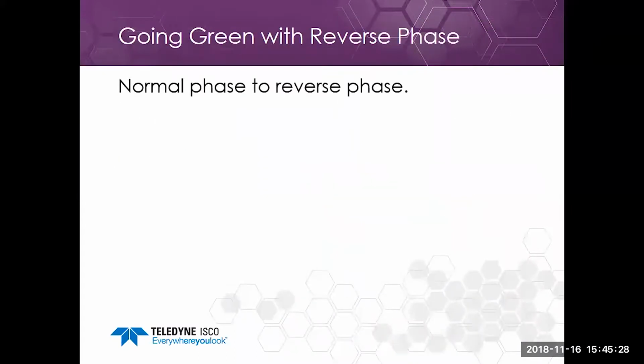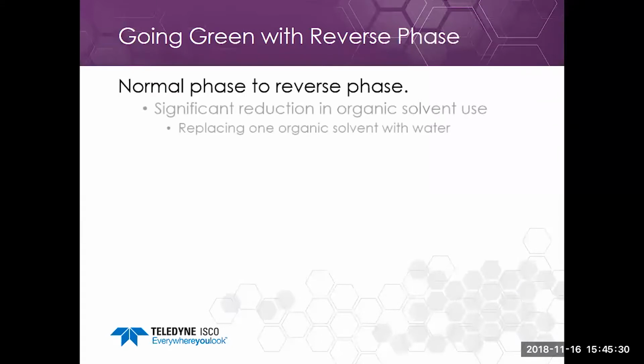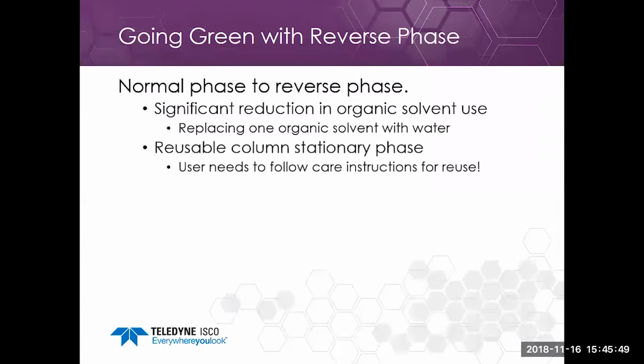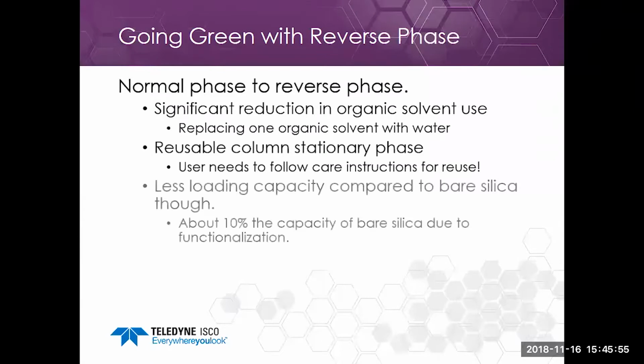Another way we can go green is with reverse phase. Going from normal phase to reverse phase gives you a significant reduction in organic solvent use. Essentially you've replaced one organic solvent with water, so you've cut down the amount of organic solvent by half, or nearly half, I should say. It's also a reusable column. You need to follow the care instructions for reuse though, so keep that in mind.